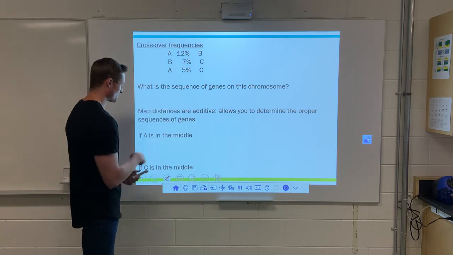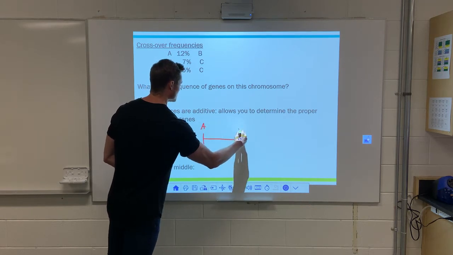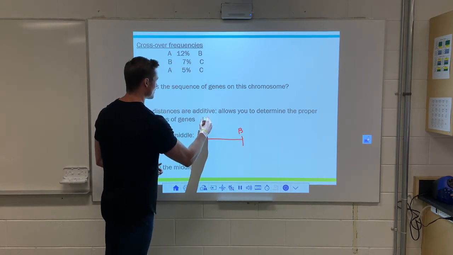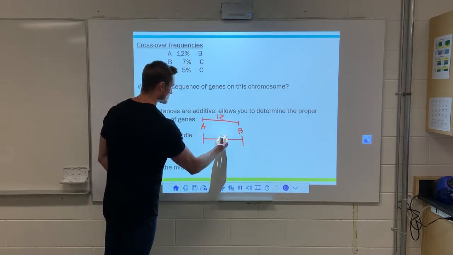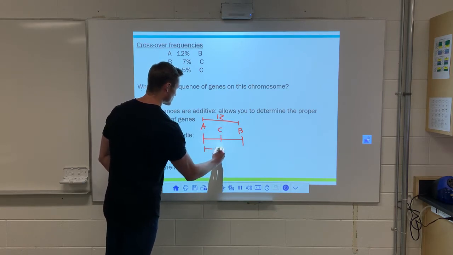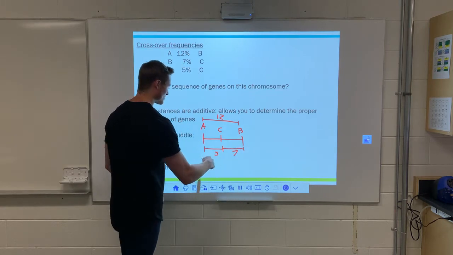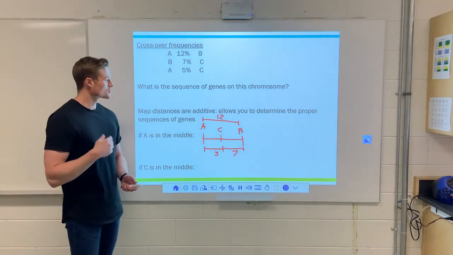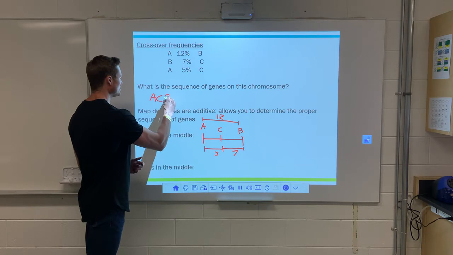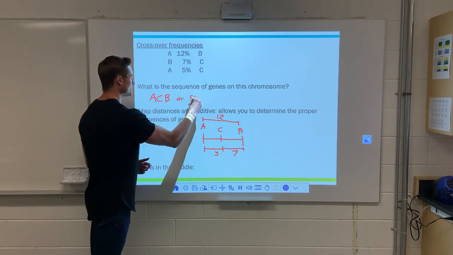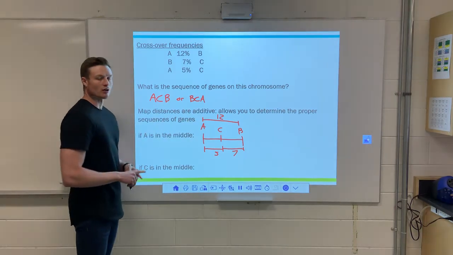Let's try C in the middle. So that means A and B on the outsides. So A here, B here, A to B, 12 map units. We know this. A to C is going to be 5 map units, and then C to B is going to be 7 map units, and 7 plus 5 will equal 12. So the correct sequence is A, C, B, or B, C, A. Both would be correct.